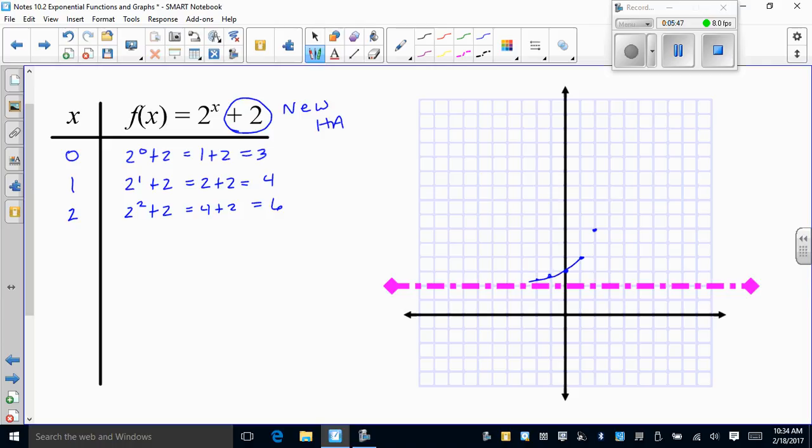Okay, test, quiz, anything like that I give you, if you cross this horizontal line, I will have no choice but to mark you wrong, because that is an asymptote. You're not allowed to cross it.